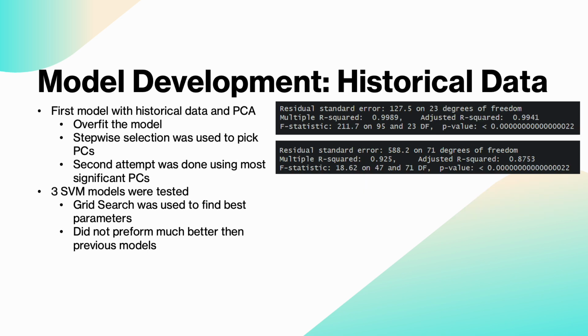So as I said before, we added back the historical data. We did PCA again. Unfortunately, this led to a large amount of overfitting the model. You could see multiple R squared and adjusted R squared of 0.99. The second attempt here we did was extracting only the most significant PCs, and that did a little bit better, but it was still overfit. You can see we went to 0.92 and 0.87.